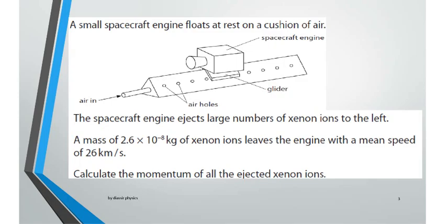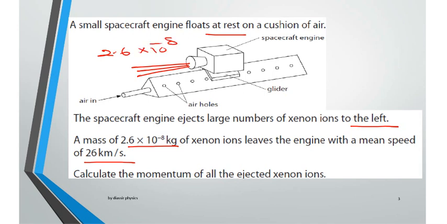Now we'll take this example. A small spacecraft engine floats at rest on a cushion of air, so the initial momentum is zero. The spacecraft engine ejects a large number of xenon ions to the left. A mass is given and speed is given: a mass of 2.6 x 10^-8 kg with a velocity of 26 kilometers per second. We are asked for the momentum of the ejected xenon.